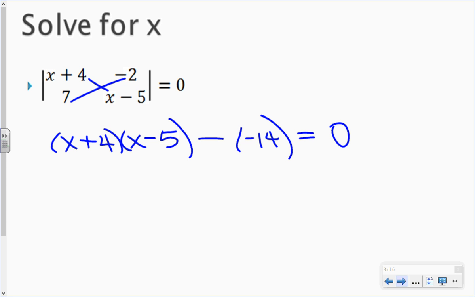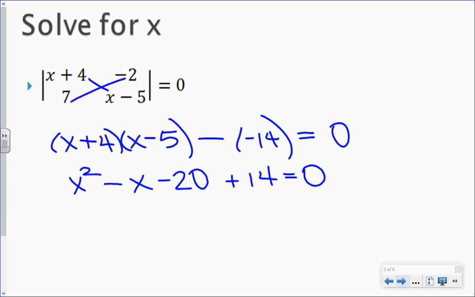What are we going to have to do? Okay. We have a quadratic essentially, right? But we can't have a quadratic that equals 14. We're going to have to multiply this out and then refactor to set equal to 0. So when we take x plus 4 times x minus 5, we get x squared minus x minus 20. Okay. We're subtracting a negative 14, so that's like adding 14. So what we end up with is x squared minus x minus 6 equals 0.